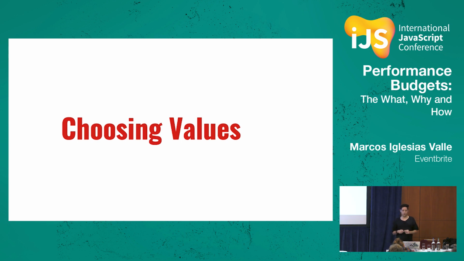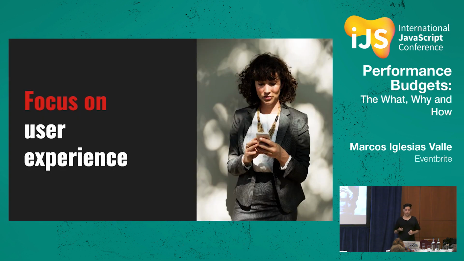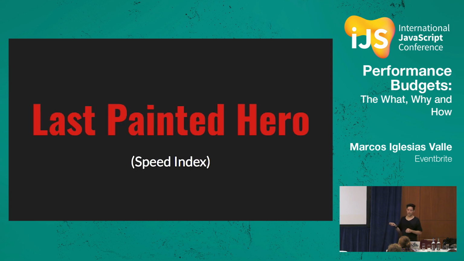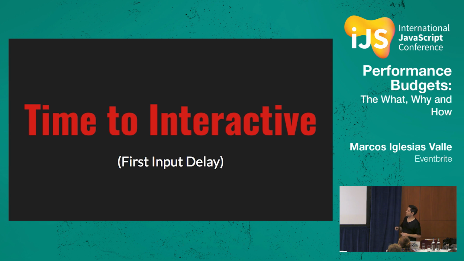In general, you should favor metrics that show you information about the experience of your users. Try to improve when they see the content and when they can interact with it. And that's why my favorite metrics are time to first byte, to get the backend performance, Last Painted Hero or Speed Index, to find out how the page renders, and time to interactive or first input delay, to know when the users can interact with your content.